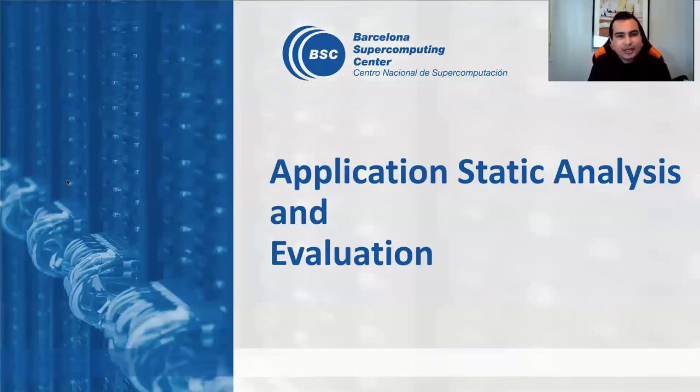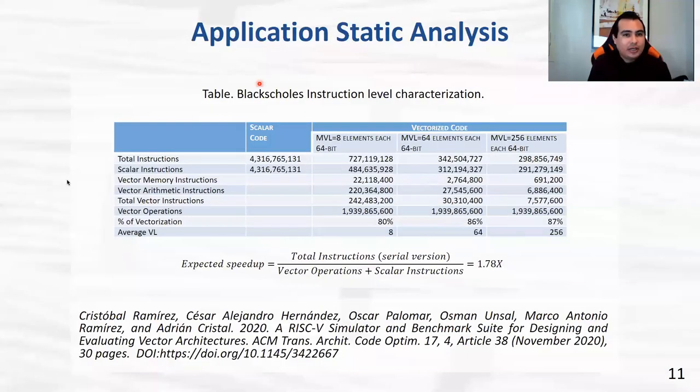We also perform a static analysis of each application and the evaluation of it. Here we can see a table for the Blackscholes application. And here we can see the total number of scalar instructions for the scalar code, and also for the vectorized code. We can see that as we increase the maximum vector length, the number of scalar instructions is reduced. Also, we calculate the percentage of vector instructions and the average vector length. We obtain the expected speedup based on the data presented in this table. This analysis was done for all the applications. However, here we are showing only this one because of the time.